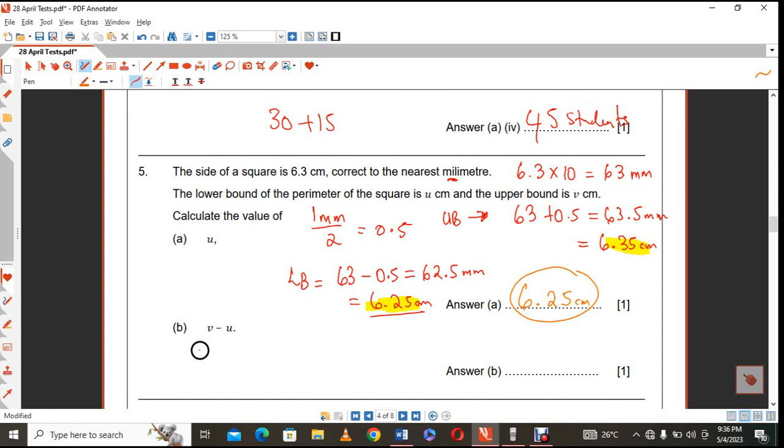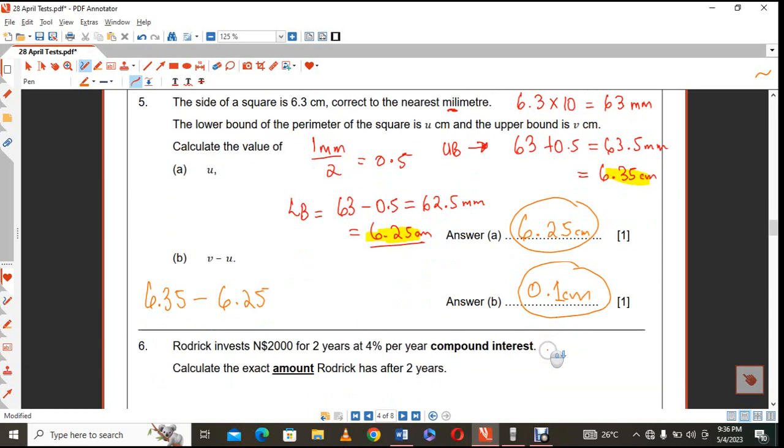Then V, they want us now to take V, which is our upper bound, so that's 6.35 minus 6.25. Well, you get an answer of 0.1 centimeters. Okay. All right, so that takes care of question 5.